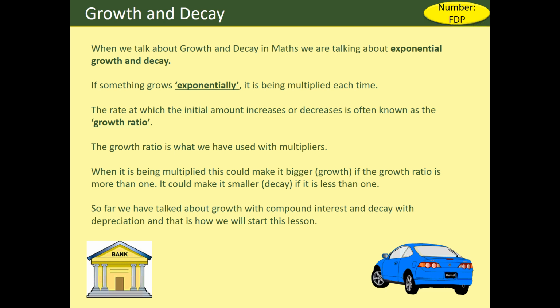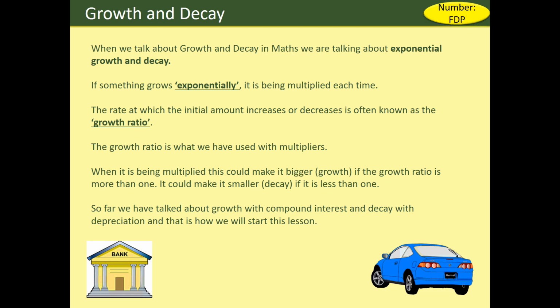So we're multiplying each time, and when we're talking about the rate that it increases or decreases with growth and decay, it's the growth ratio. When we looked at geometric sequences, we called it a common ratio. And it's what we use with multipliers. When we increased something by 10%, the growth ratio would have been 1.1 because we're increasing it by 10%. 1.1 is our multiplier for 10%.